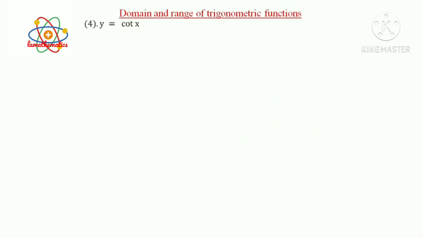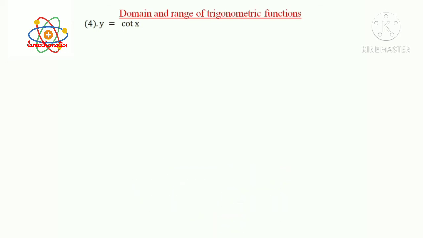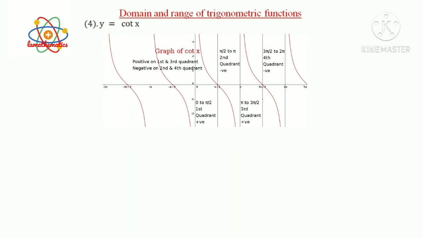For y equal to cot x, consider the graph of the cot function, that is, y equal to cot x. We plot the graph of cot x taking angles on the x-axis and the corresponding values on the y-axis. For this, we studied the values of cot 0, cot pi by 6, cot pi by 4, cot pi by 3, cot pi by 2, cot pi, etc.